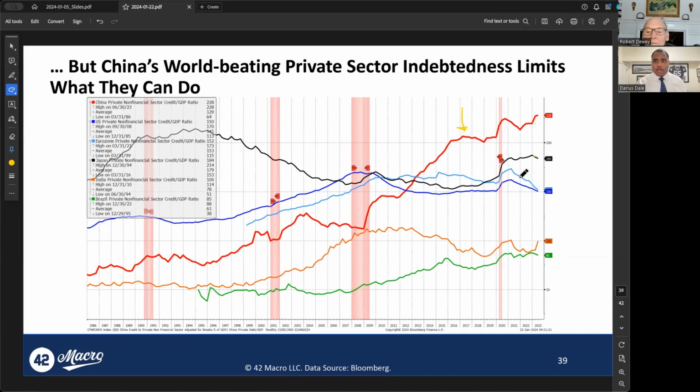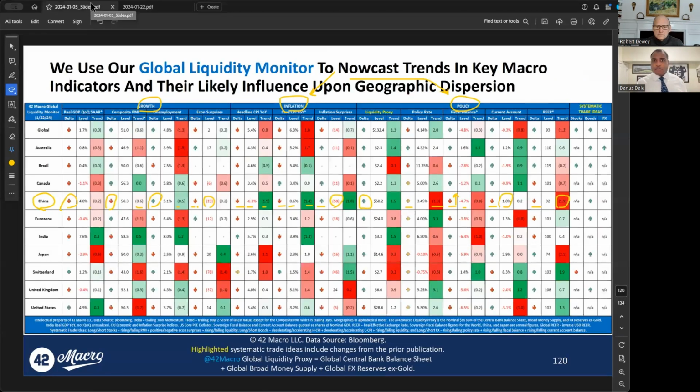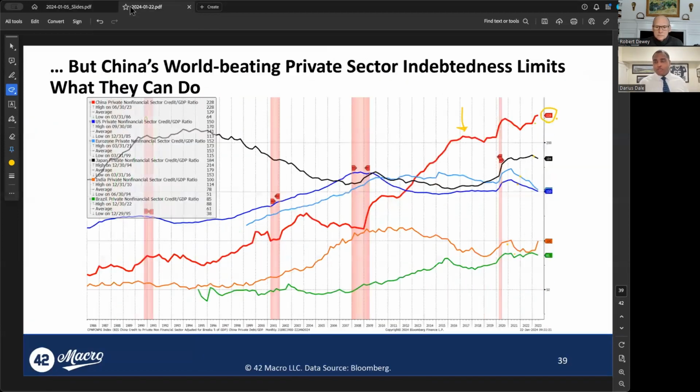for the Japanese economy in black, the Eurozone economy, the UK economy, the US economy in blue, the Indian economy, and the Brazilian economy. As you can see, at 228% of GDP, Chinese private non-financial sector debt is as high as it is in the world across all these major economies. And more importantly, the Chinese private sector debt service ratio at 21% is much higher than all the major economies as well. So what that ultimately means is Beijing, obviously well aware of all these dynamics in terms of growth and inflation being structurally depressed, is not responding with policy. I think the reason they're not responding is because they know they're pushing on a string from the perspective of these debt and credit dynamics.